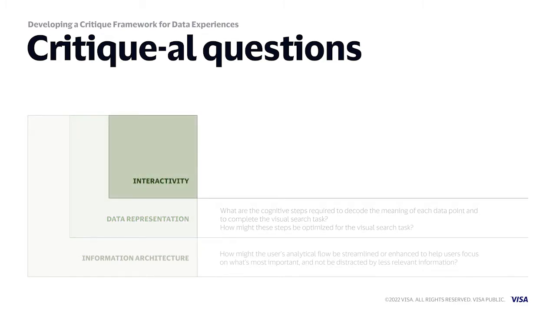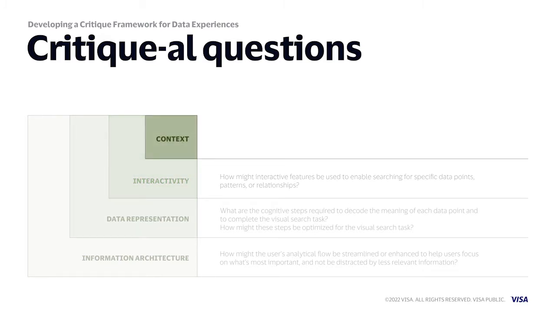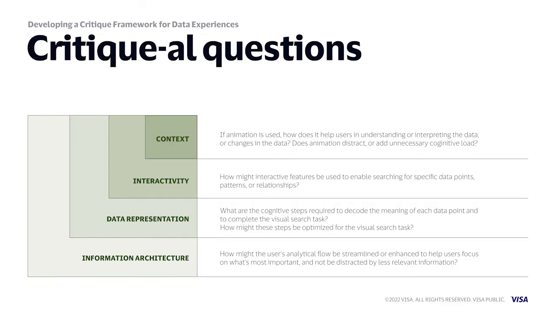For tools with interactive features, we could ask how these could help users to more quickly and easily search for specific data points, patterns, or relationships. When thinking about adding context with animation, we might ask, how will it help users to understand or interpret the data? And does animation distract or add any unnecessary cognitive load? Using these questions to critique a data product through the lens of productivity can help identify a wide variety of issues and opportunities to improve the design.